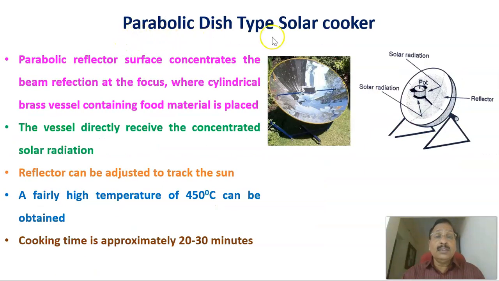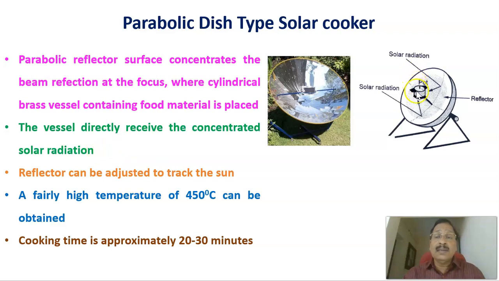The next type of solar cooker is the parabolic dish type solar cooker. This is a parabolic dish type solar cooker, and this is a picture. The parabolic reflector surface concentrates the beam reflection at the focus, where a cylindrical brass vessel containing food material is placed. The parabolic reflector concentrates the radiation towards this point where the pot is kept, and the vessel directly receives the concentrated solar radiation.